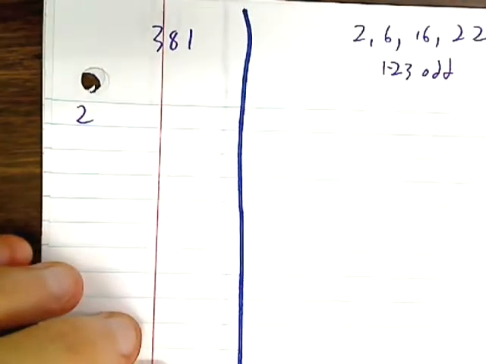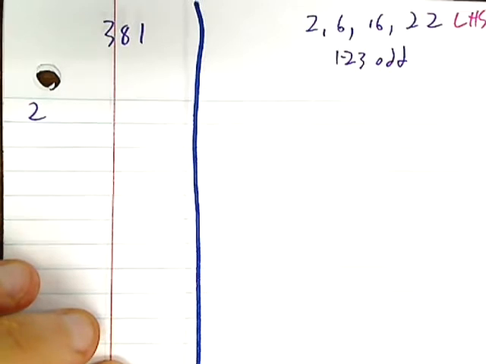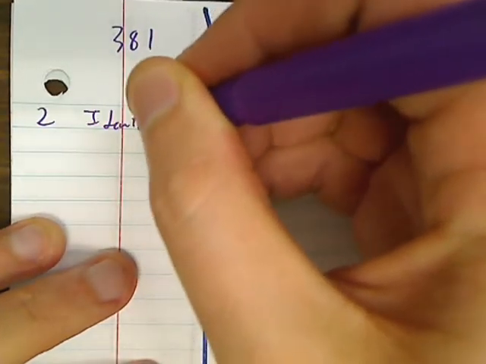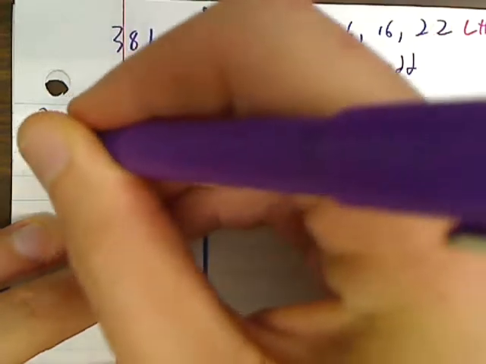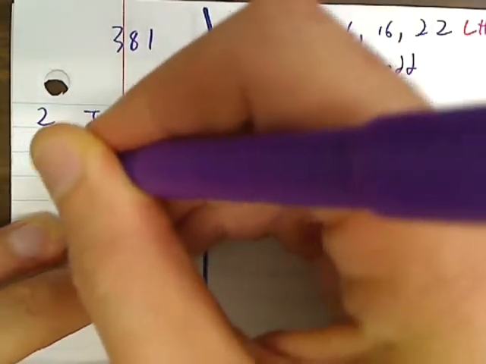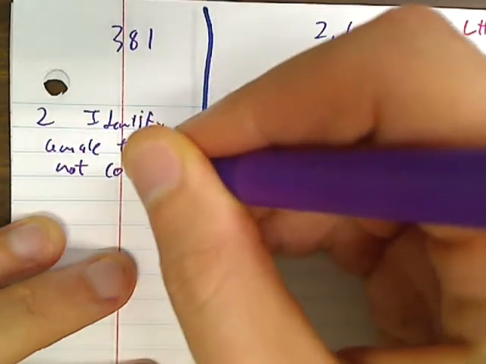Okay, we're on the left-hand side of our notes. We're going to start with number 2. Number 2. So let's see. Identify the one angle that is not coterminal.